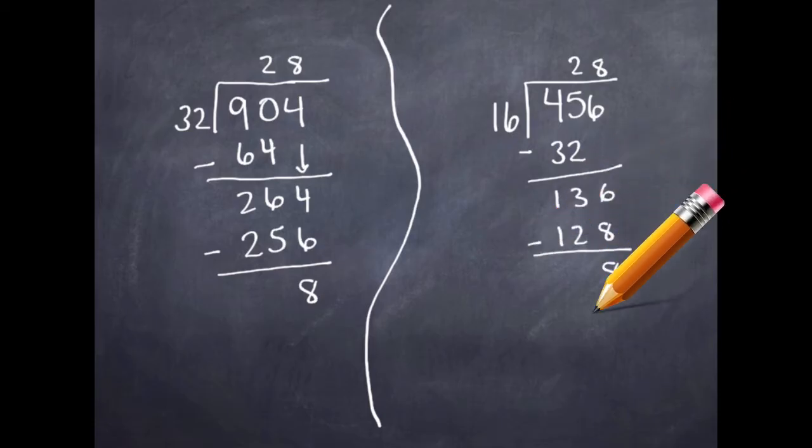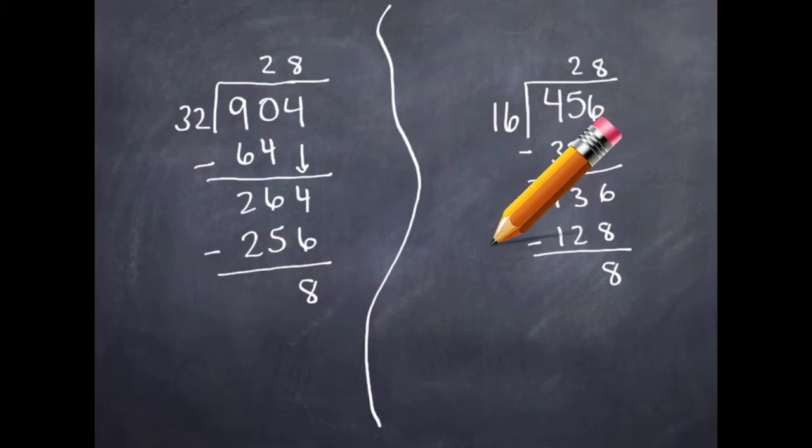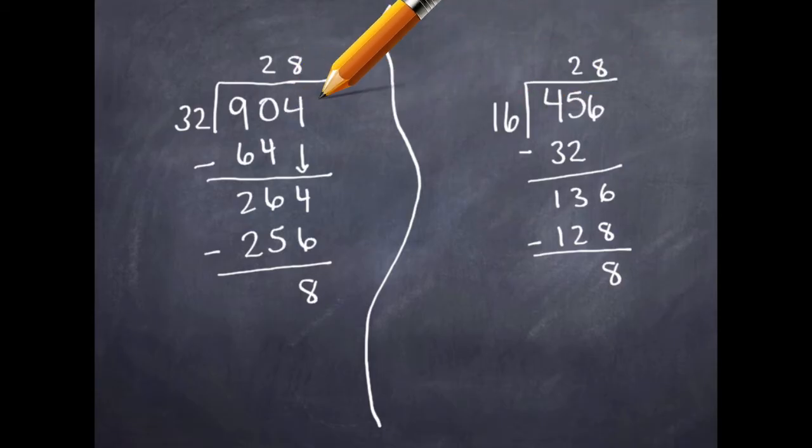All right, so I have both division problems completed here using the standard algorithm. And as you can see, even though I started with totally different numbers here, what do you notice about the answer, the quotients to both of these problems? Yeah, our quotients are both 28, and we have a remainder of 8 with both of these. So even though we have totally different numbers, my answers are the same.